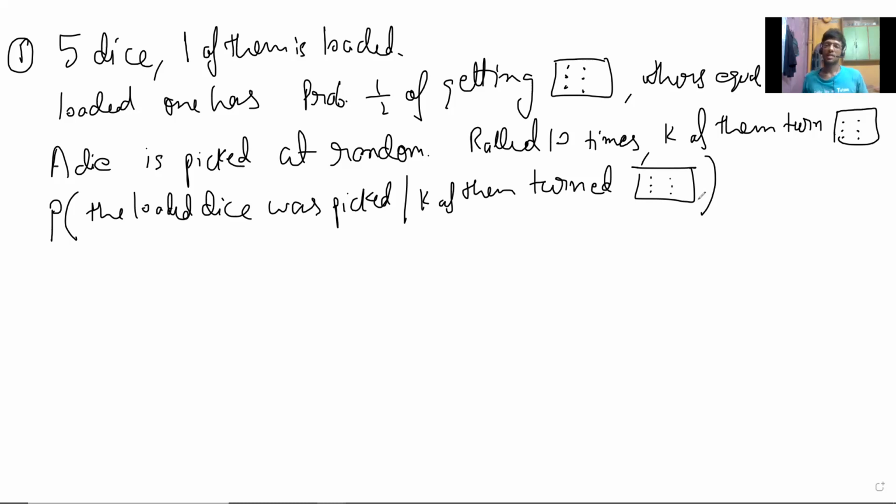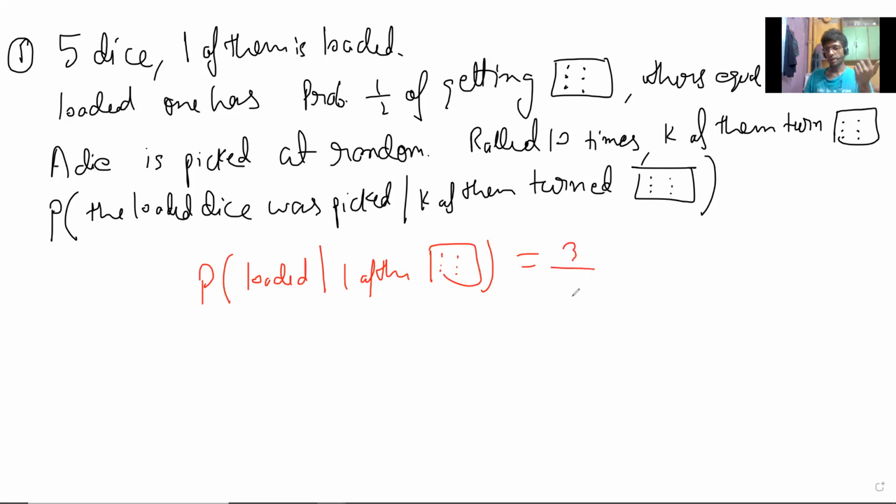No, but the k is fixed. It's arbitrary, right? I mean, not fixed in the sense that k is an arbitrary number. You see the point. So let's just imagine that the probability that the loaded die was picked, given that 6 came up once, turns out to be 3 by 10.